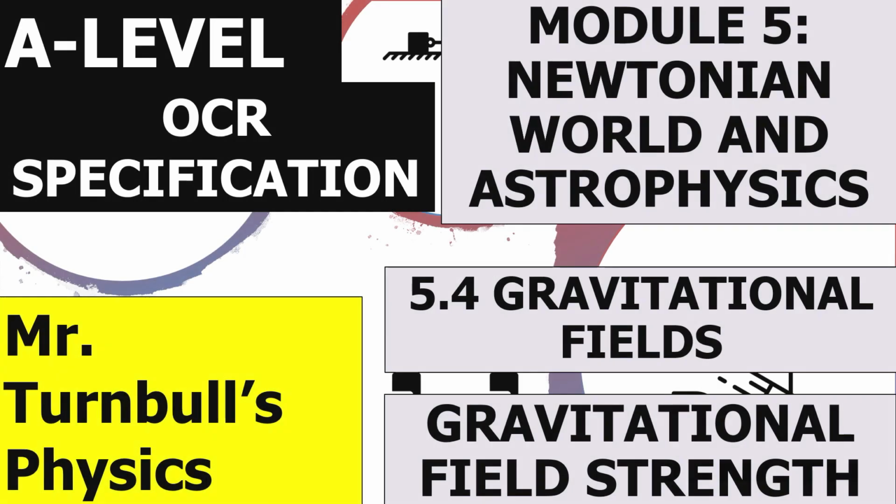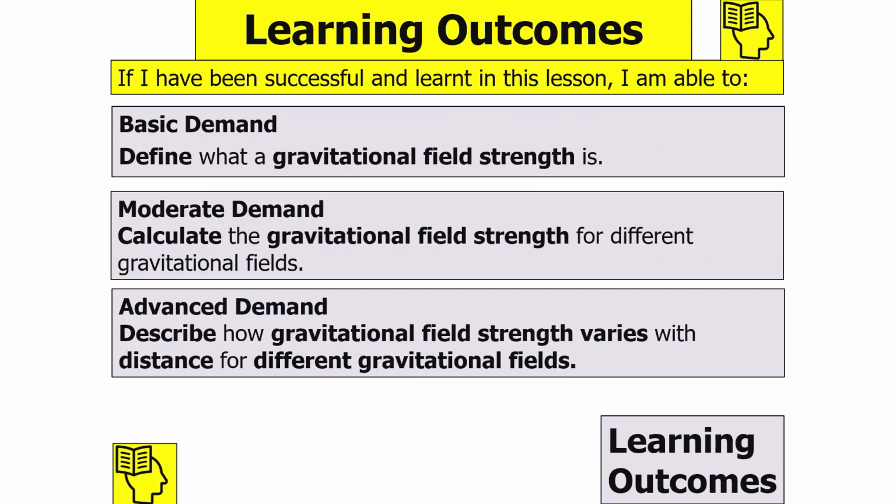Hello and welcome to the following lesson for OCR A-Level Physics in Module 5, the Newtonian World and Astrophysics, in the topic of gravitational fields and on the concept of gravitational field strength. If we've been successful in today's lesson, we should be able to define what gravitational field strength is, calculate the gravitational field strength for different gravitational fields, and then finally describe how gravitational field strength varies with distance for different gravitational fields.